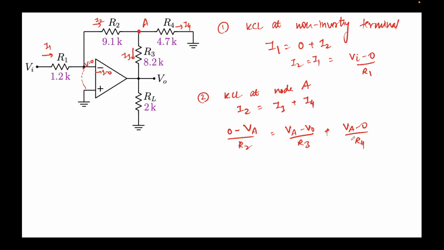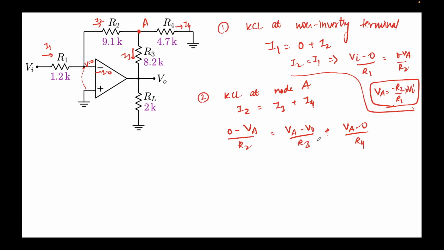Alright. So what we don't know here is VA. How do we find VA? We know I2 equals I1. So if I solve this, I can write Vi minus 0 by R1 is equal to 0 minus VA over R2. This is I2, this is I1, right? So from this I can get VA equal to minus R2 over R1 times Vi. This is the expression that we obtained. So this is for the first part. VA will have a negative sign, and the factor will be R2 over R1.